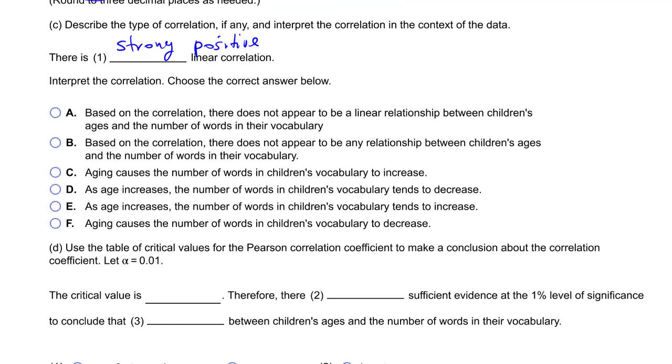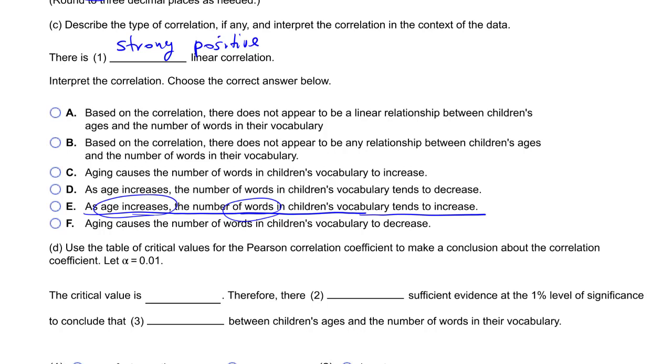What would that mean? Well, again, this is ages versus vocabulary size. As age increases, the number of words in the children's vocabulary tends to increase. The positive correlation shows that the increase in the age and the increase in the words in the child's vocabulary go together.